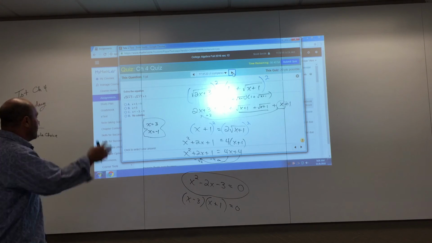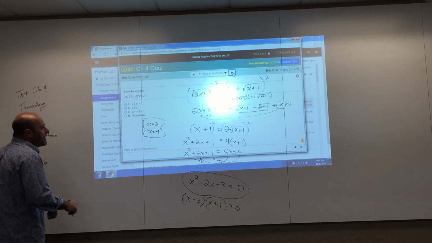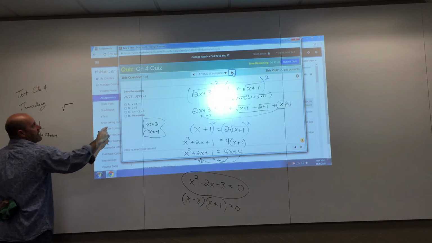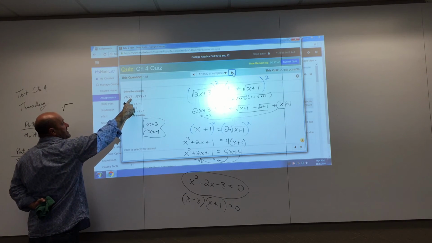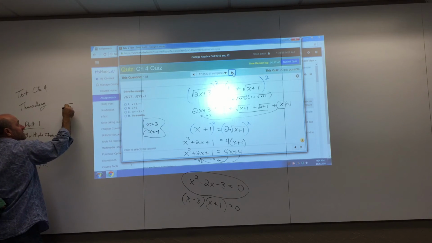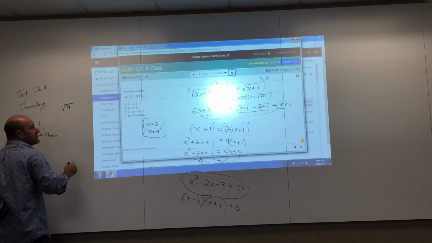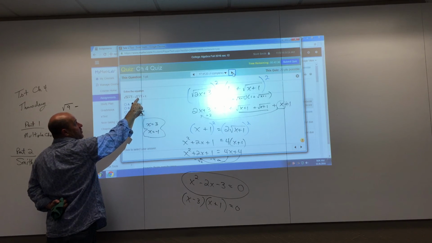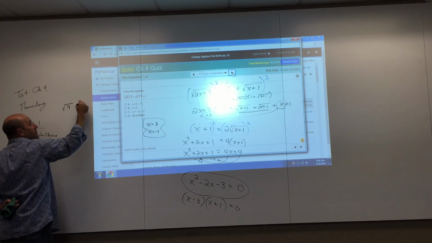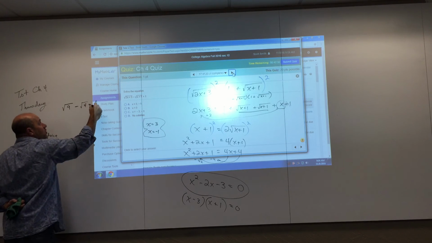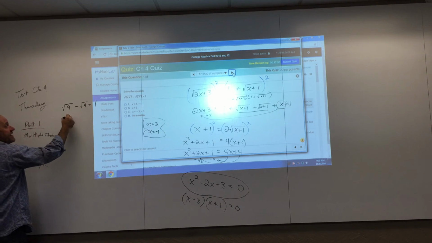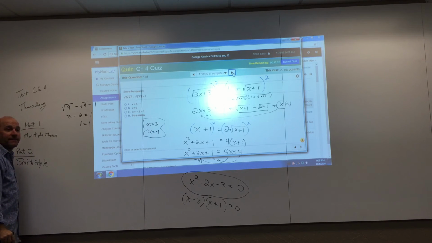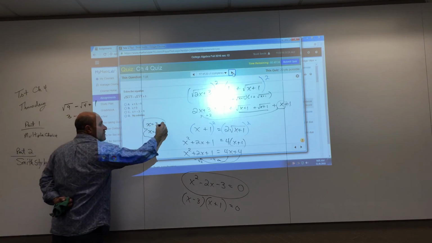Let's check them. In the original problem, let's check them. If I plug in a 3 in the original problem, it is 6 plus 3, which is 9, the square root of 9. I'll just write the square root of 9, but we know what that is. Minus, when I plug a 3 in that original problem, that's the square root of 3 plus 1. That's the square root of 4. Does this equal 1? Well, that's a 3, and that's a 2, and yes, 1 does equal 1. So that's awesome. The x equals 3 just checked.